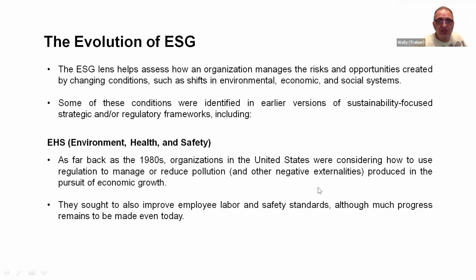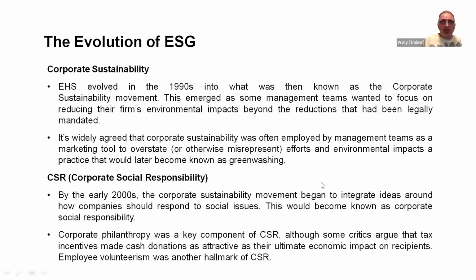EHS, environmental health and safety, are very important because as far back as the 1980s, Eugenia, organizations in the United States were asking themselves how to use regulation to reduce pollution. Not only pollution, anything that was negative to the environment or to the society. Well, their plans were answered. That's why this governance process came into place. Okay, so why did it come into place? Well, its evolution tells us.